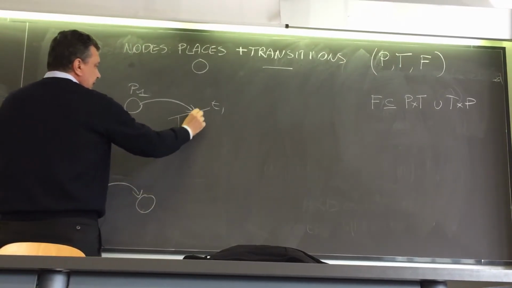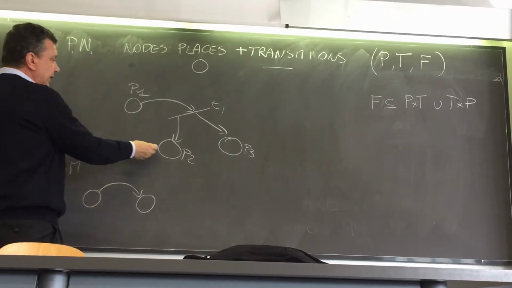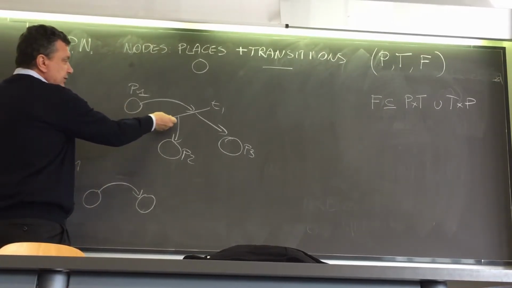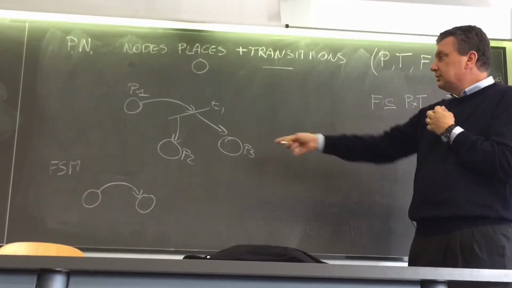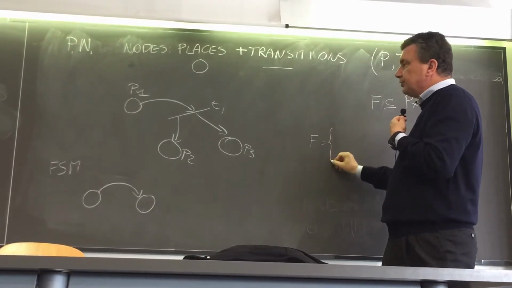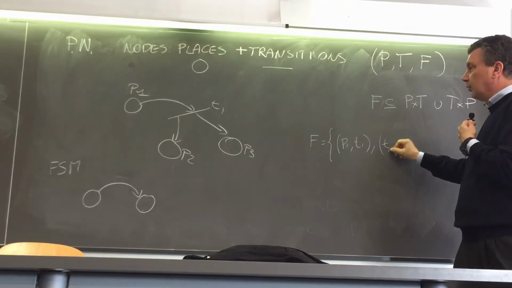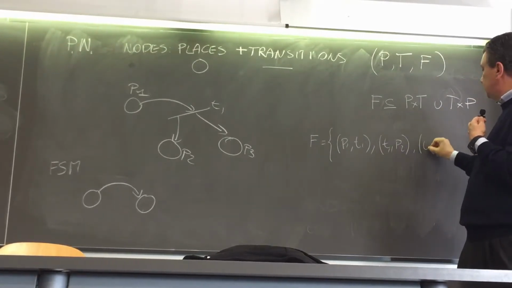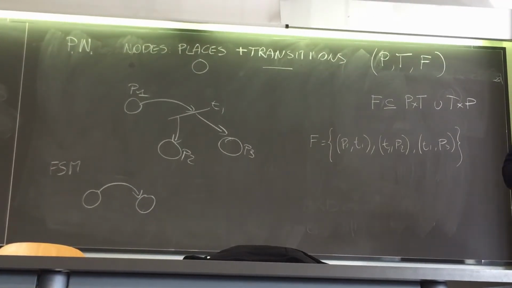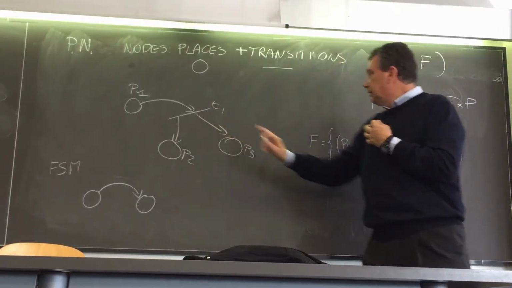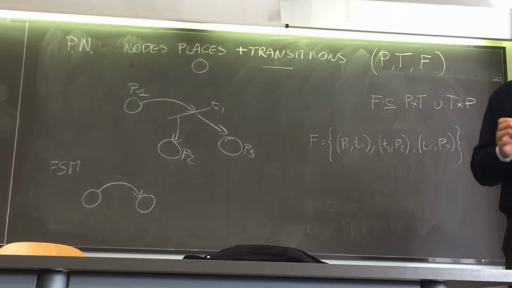I can have something like this: T2, P3. That's a legal example because I'm not connecting a place directly with another place or a transition directly with another transition. In this case, I write it once and I will never write it again because it's useless, it's easier to understand graphically. But in this case, the flow relation is made of (P1, T1), first arc, second arc, for example (T1, P2), third arc, (T1, P3). So it's one of the many ways to describe who is connected with who. Just three arcs, 1, 2, 3.